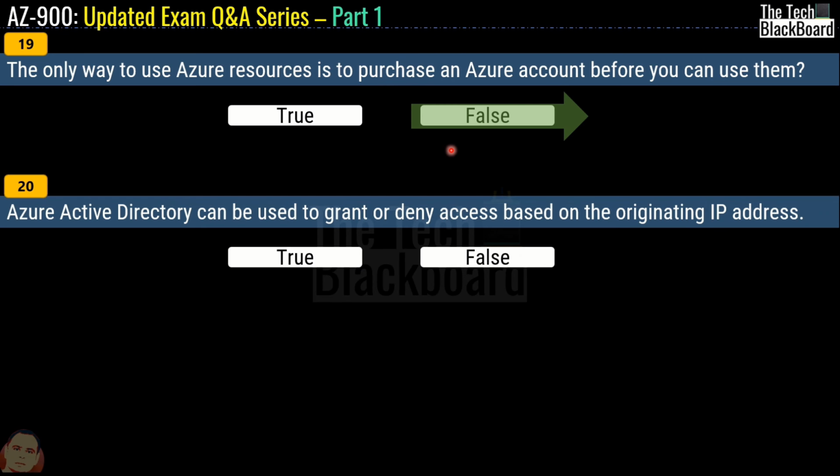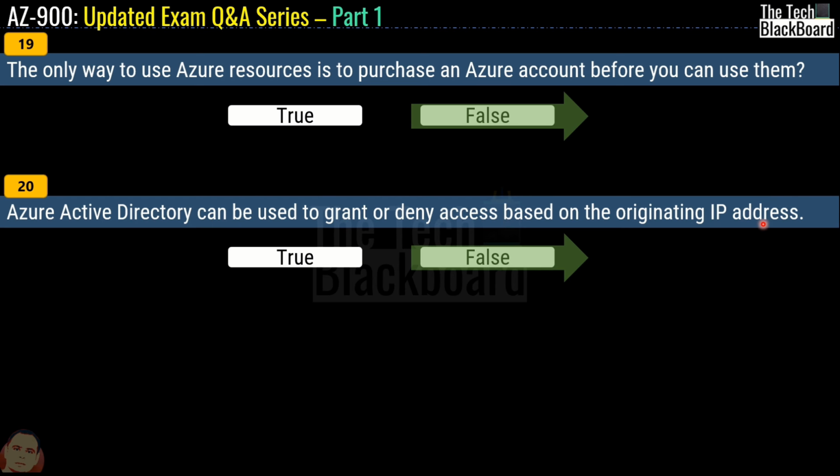Moving on, we have question number 20 and it says that Azure Active Directory can be used to grant or deny access based on the originating IP addresses. And the correct answer for this question is false. Now I'm sure that you must be wondering, if Azure Active Directory is not the service, then which is the service that you can use to grant or deny access based on the originating IP address?